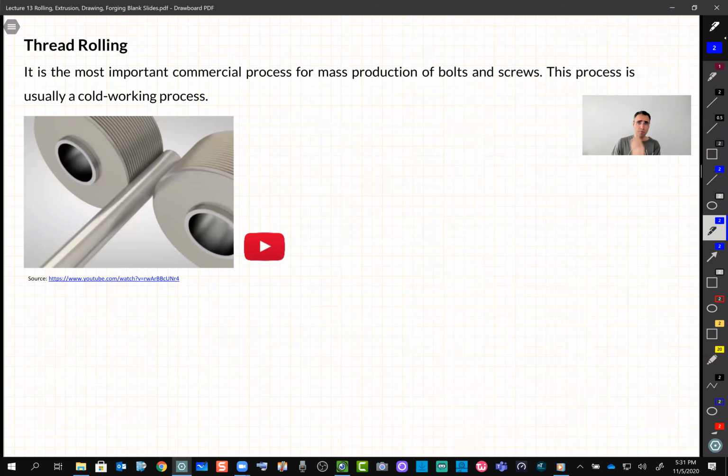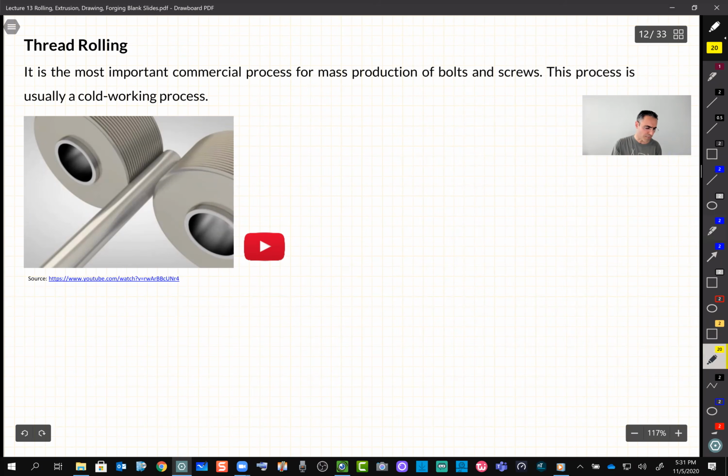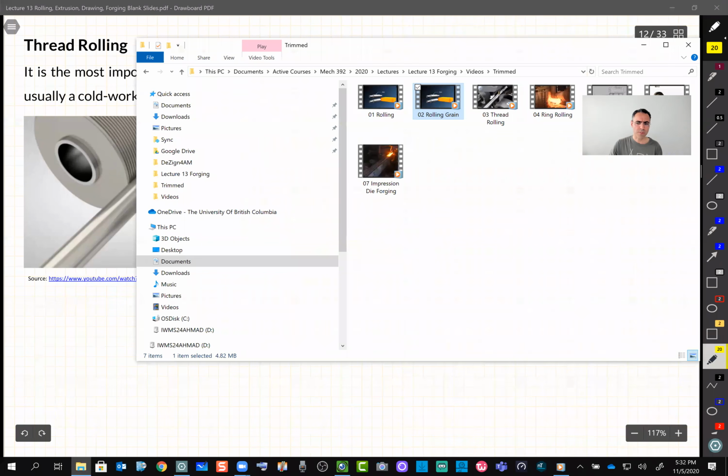Let's move to another subtopic of rolling, which is thread rolling. Basically every screw and every bolt and nut that you see out there, the cheap ones, not the fancy, expensive ones made by machining or CNC, are made by rolling. And this is the most common way to make screws. I have a short demo of this one.